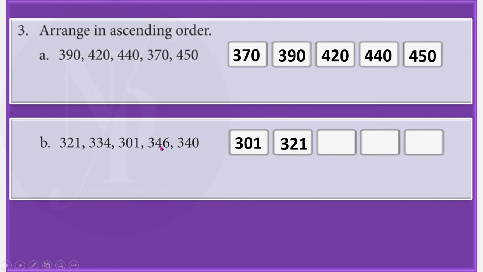Here we have 4 and here we have 4, therefore 334 is the next smallest number we have here. So 334 should be written. Then leaving this number, we should compare only 346 and 340. When we compare these, we have 3 and 4 in hundreds and tens place. Here also we have 3 and 4.